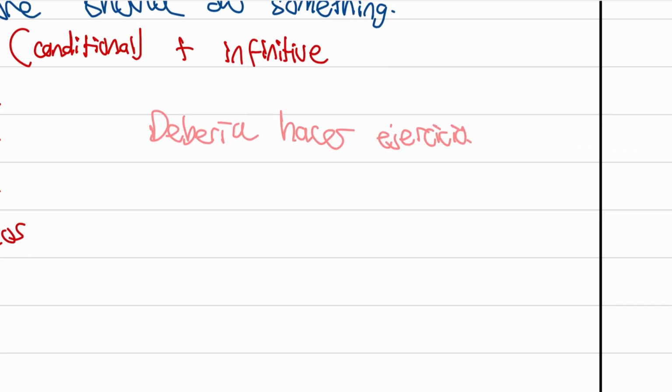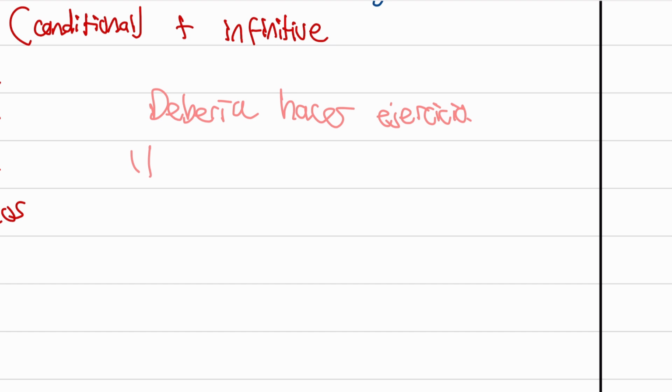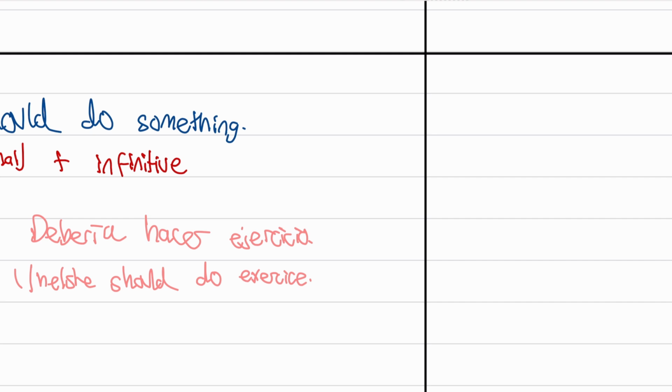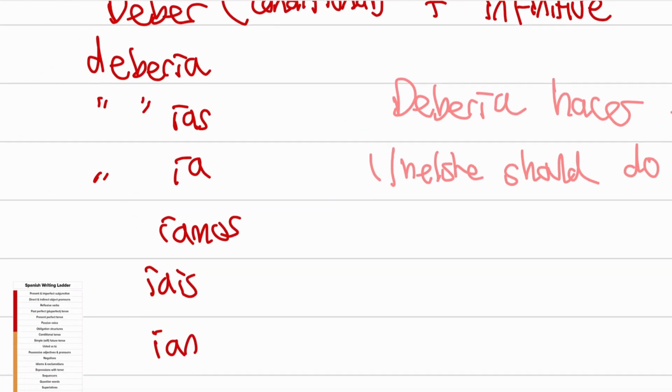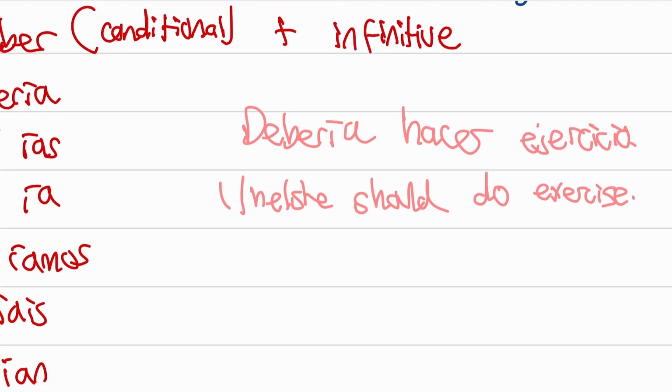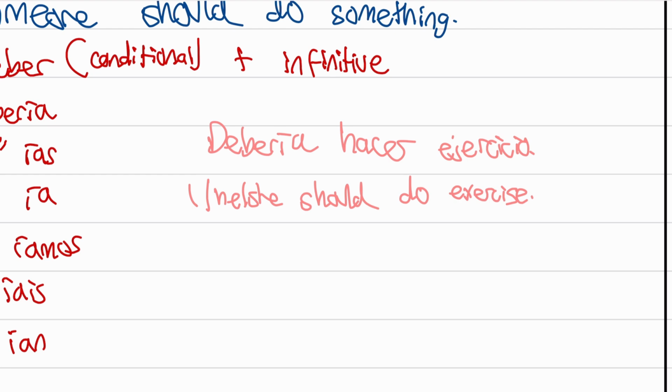Okay. So how would you translate this? It could be I. Always the same for he or she. Should do exercise. And that should be a S, shouldn't it? Okay, so I or he or she is the same for all of them. So this ER ending in the conditional is the same for I, he or she, or even the usted, the formal version, should do exercise.